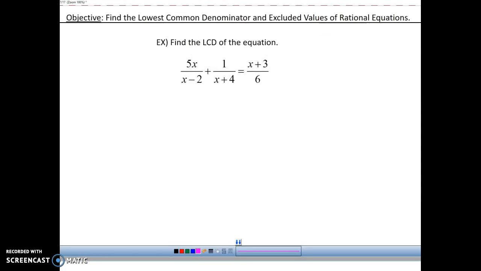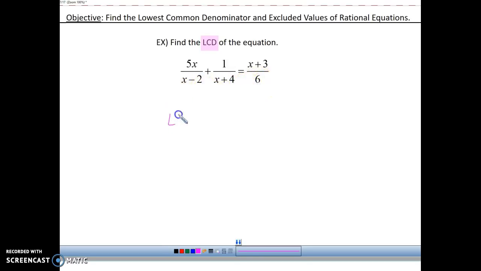Alright, let's move on to our first example in our notes, and it's asking us to find the LCD of the equation. In order to find the LCD of the equation, you need to make sure your denominators are factored out as much as possible. I have x minus 2, x plus 4, and a 6. There's nothing really that I can do to those.